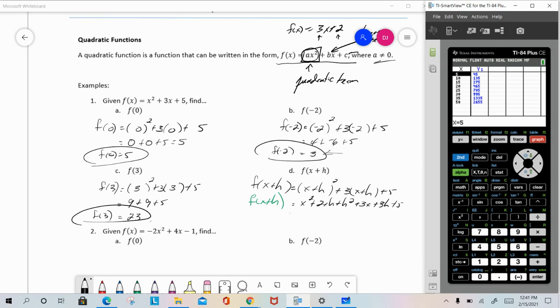Now the normal default, see here it says table set. The default is that both variables say auto. And so when you go to table, it starts with x is 0 and goes by ones. And I go down there and look, say when x is 0, y is 5. When x is 3, y is 23. I could go up to find negative 2. What I like to do is I like to leave my table set the way that I had it before.